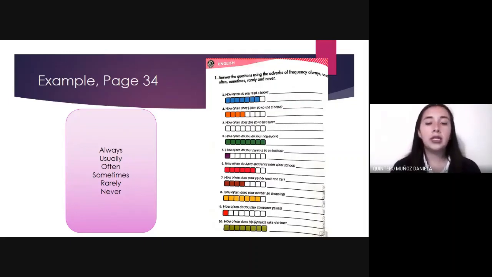And that's the way that you have to answer 5, 6, 7, 8, 9, and 10. You have to answer in that way. Only write the adverb of frequency in front of the sentence. Solo escribimos el adverbio de frecuencia enfrente de cada oración. Si es siempre, usualmente, frecuentemente, raramente o nunca, según los cuadros que estén coloreados en cada ejercicio.